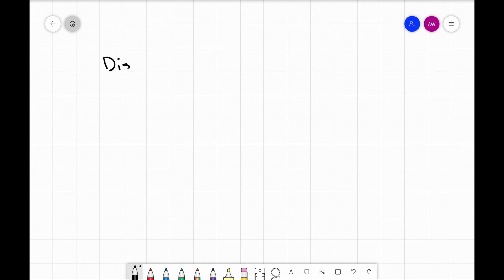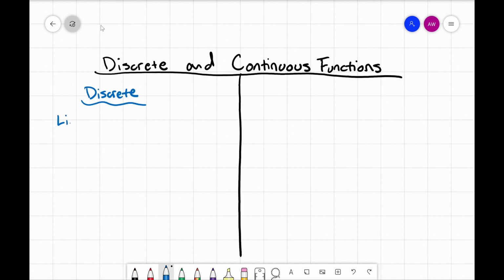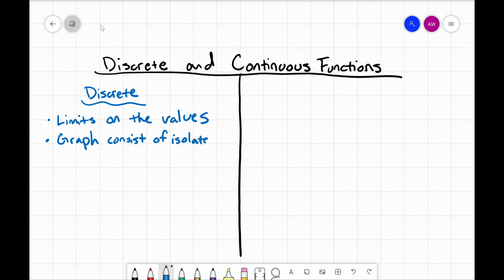We're going to look at the difference between discrete functions and continuous functions. There are limits on the values. A discrete function graph will consist of isolated points. The domain, which let's remember is the input or the x, will be individual values.